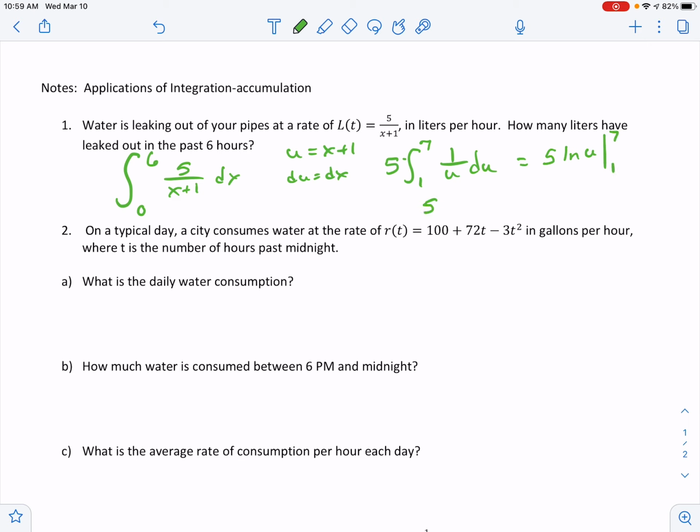I have 5 times the natural log of 7 minus the natural log of 1. The natural log of 1 is 0, and I put that in my calculator. 5 times the natural log of 7 gives me 9.73 liters. Now remember to use your units. On the AP exam, the free response questions are only worth 9 points, and you lose 1 if you forget your units, and that's just silly. You lose your points for not knowing your math, not because you forgot the unit.